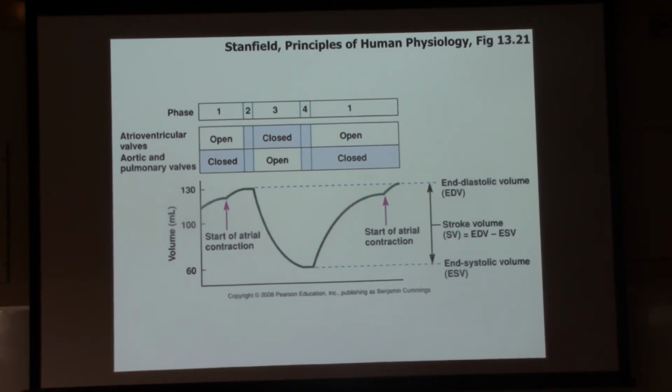While it's filling up, blood's pouring in from the veins into which chambers? Atria. The atria. So the atria are filling up during this time. But also during late diastole, as you can see from this figure, the ventricles are filling up. So some of the blood that pours into the atria pours through into the ventricles. So during late diastole, all 4 chambers are getting filled with blood.